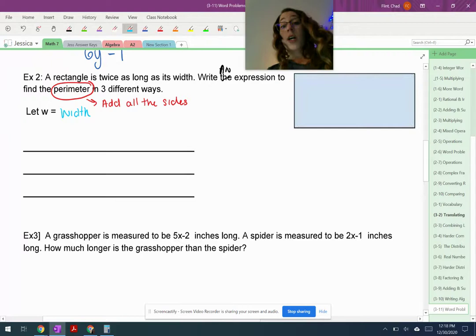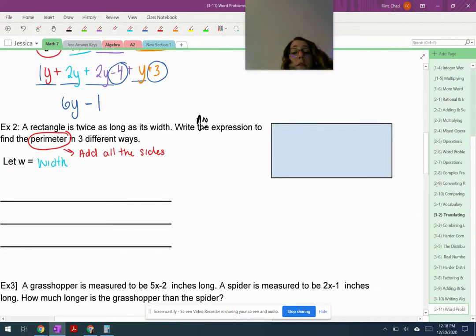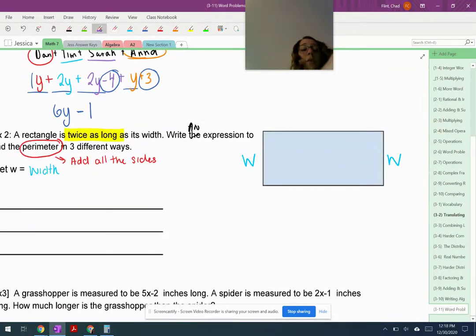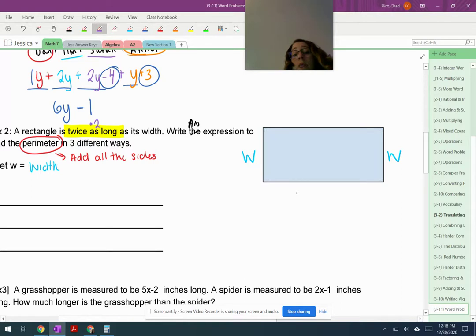So if I look at my diagram that they so nicely gave me, the width, it really doesn't matter where you label it, but the width would be over here. Twice as long as its width. Twice as long as the width would be times 2. So width times 2 is 2W.